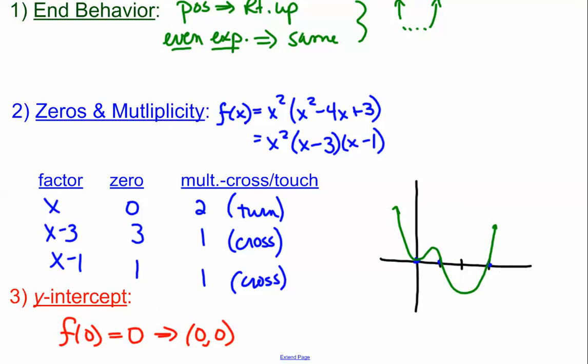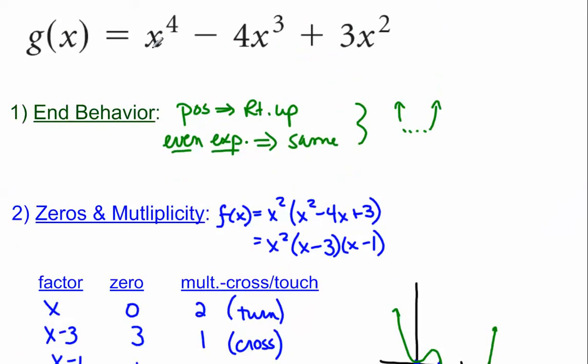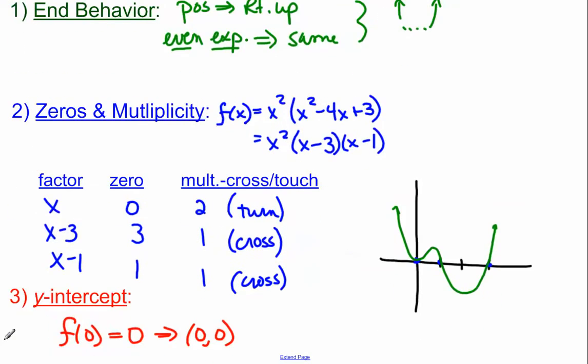The y-intercept is not very interesting on this one either, because when you put 0 in here, of course, it all becomes 0. So we know we start way up here, come down and touch and turn at 0, quickly turn back around, cross through at 1, come back, cross through at 3, and then continue up forever.